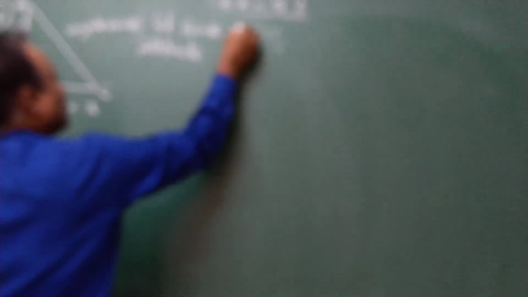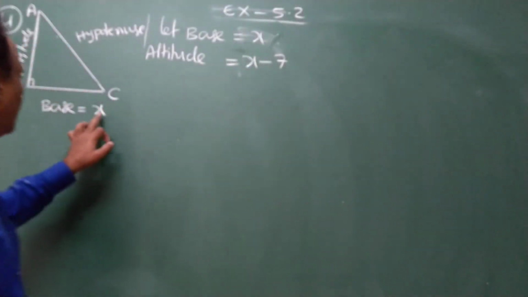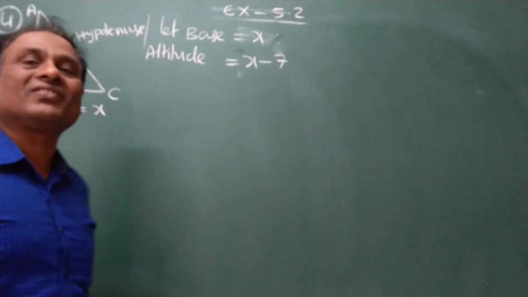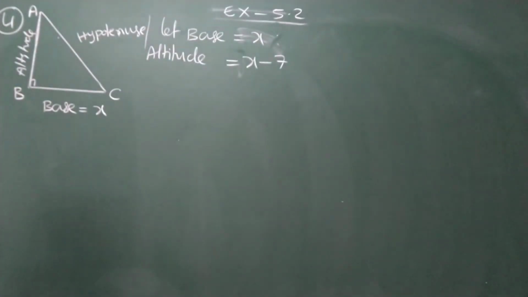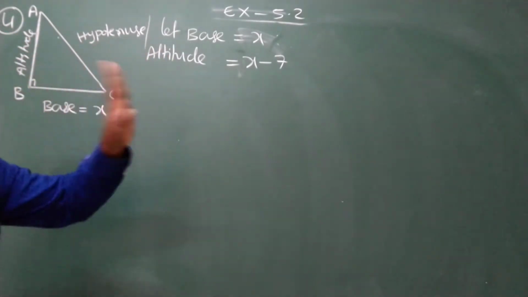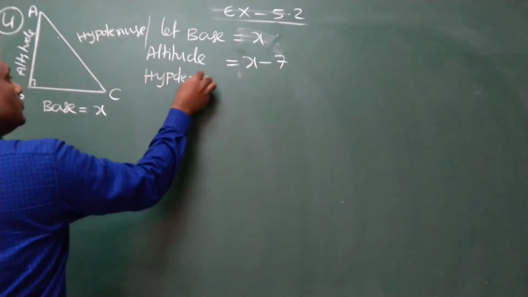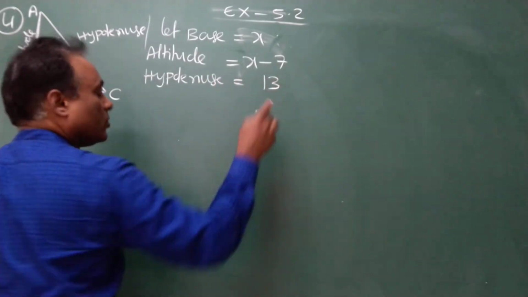Altitude. Base is equal to x. Altitude is equal to, see the question, altitude is 7 centimeters less than its base. 7 centimeters less means minus. Base x. Altitude is x minus 7. 7 centimeters less. If this is x, this is x minus 7. Hypotenuse is given as 13.